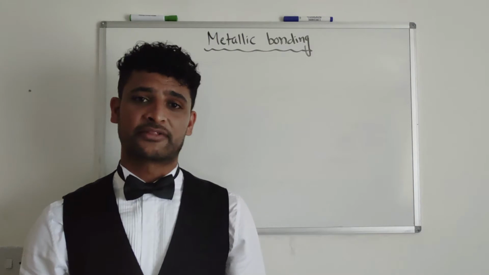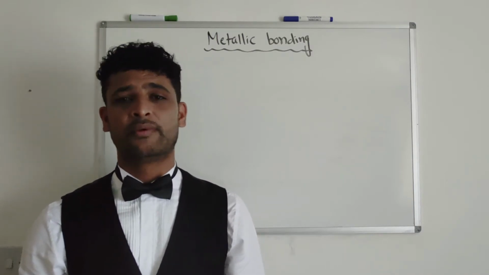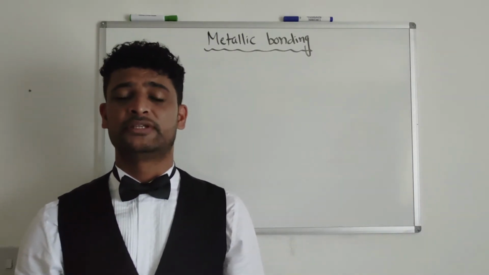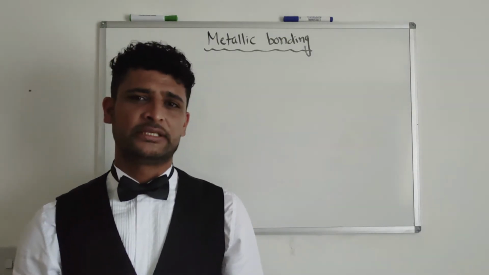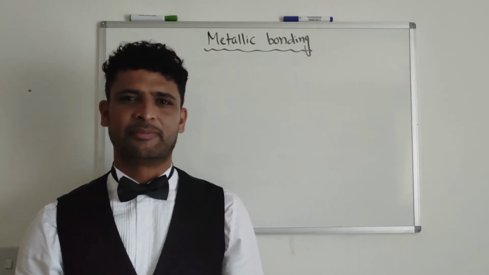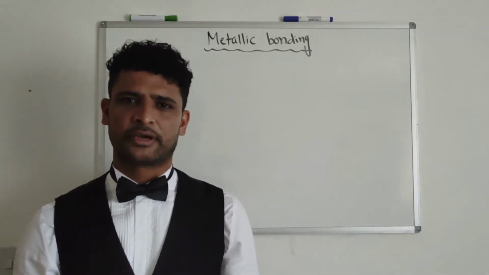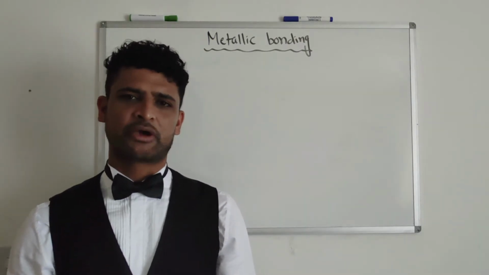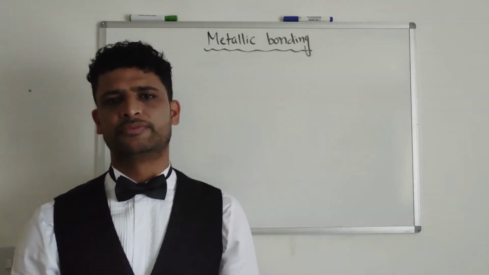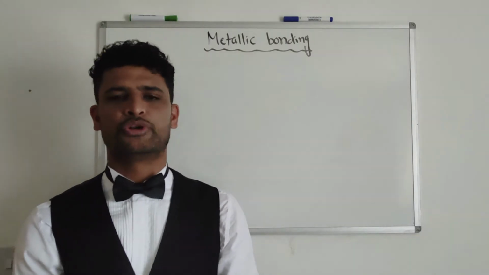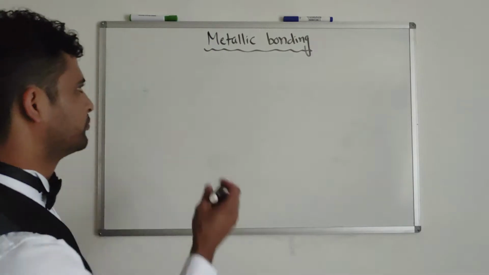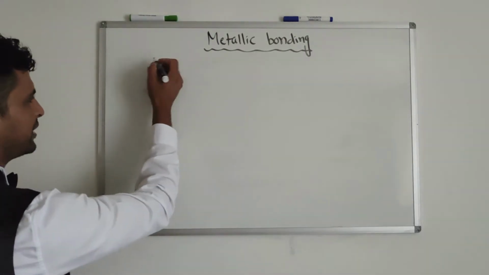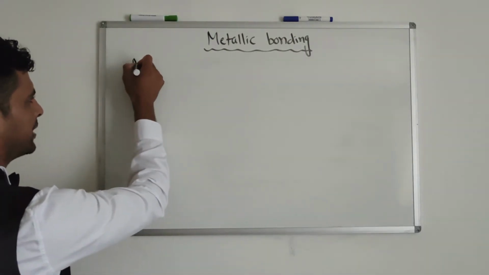Today we're going to look at metallic bonding. We have looked at covalent and ionic bonding. This is the third type of bonding. Metallic bonding, with the name you can clearly tell that it has something to do with metals. Metals are ductile, and you can bend them into shape. It's because they have ions which can slide over each other, and that's why they are malleable as well.